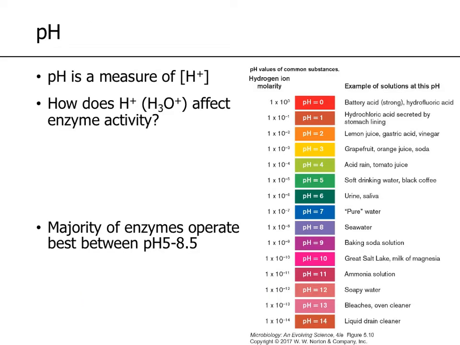All right, so the next category is pH. So if you remember, pH is just a measure of H+ ions, right? So in biological activity, we're thinking about hydronium ions, right? And so here are some examples of the pHs of different common things that you might know of.